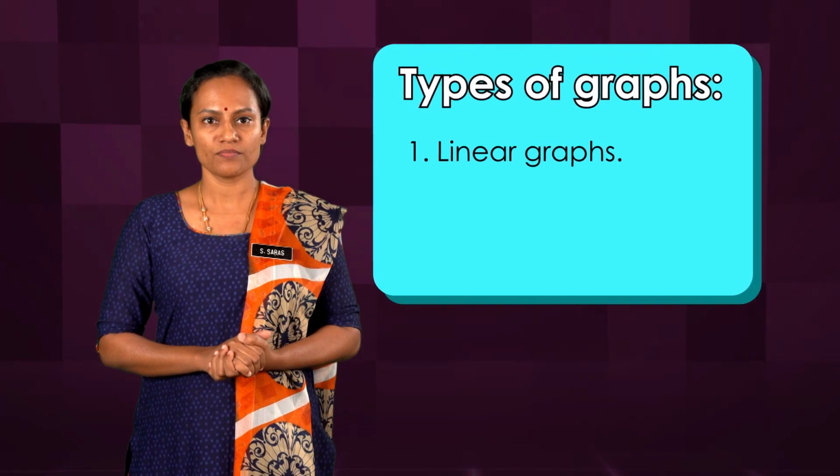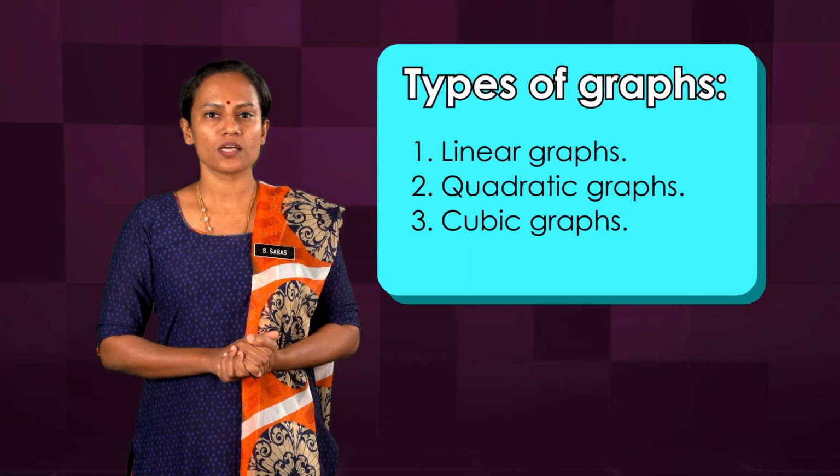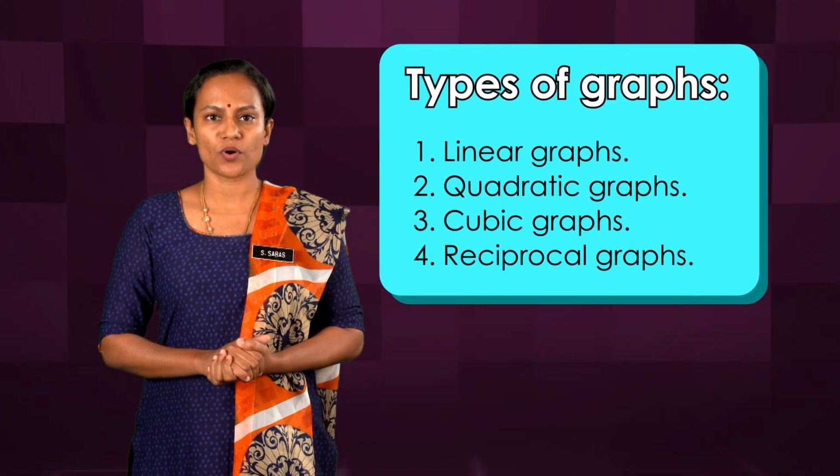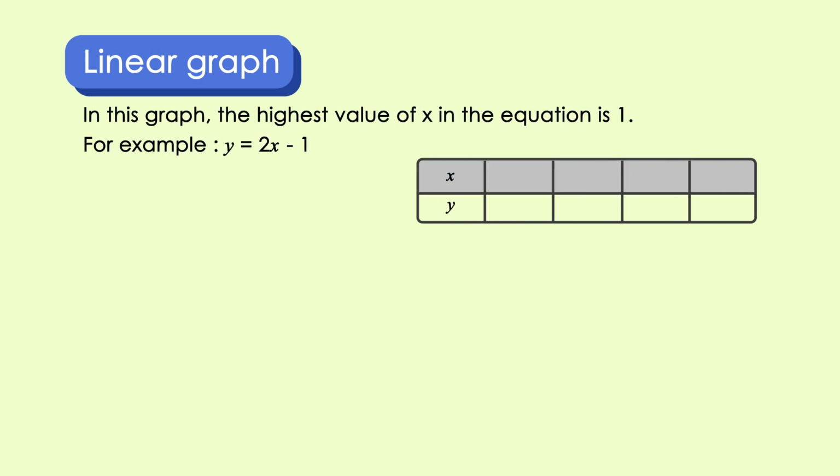In this topic, we will learn 4 types of graphs, which are linear graphs, quadratic graphs, cubic graphs, and reciprocal graphs. First is the linear graph, in which the highest power of x in the equation is 1. For example, y equals 2x minus 1.